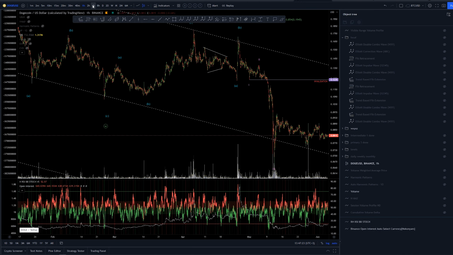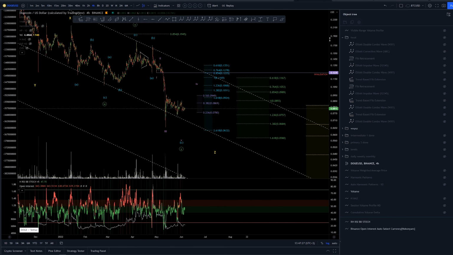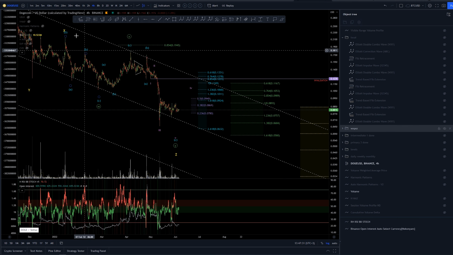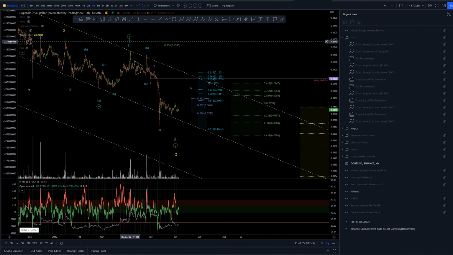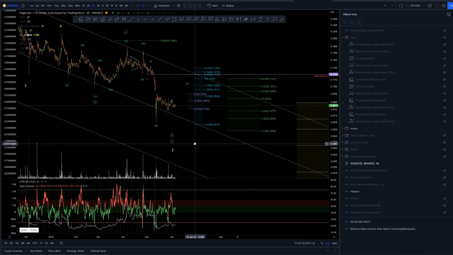So, not that close. There we go. Again, we've still had this last Z wave underway, which we would have as a W, X and Y. Here on the Y wave we had A, B, and now we would be looking for the C wave.